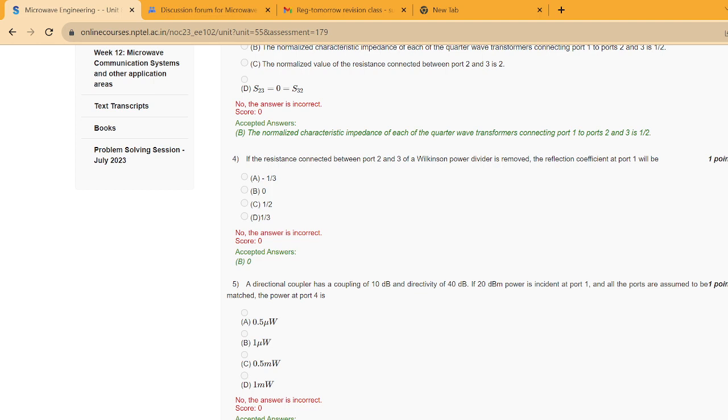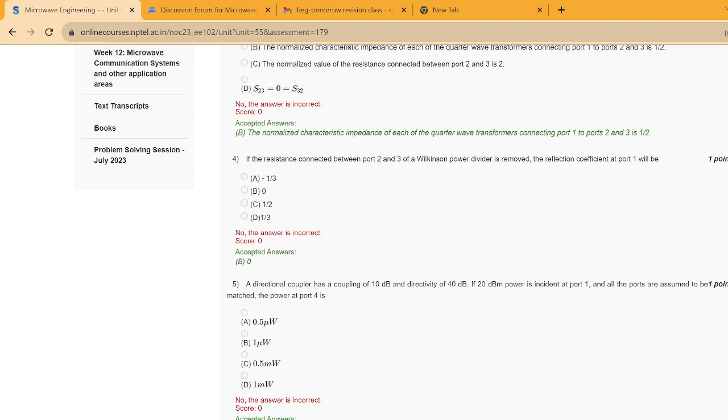For this question, this is a conceptual question. We have to understand that at any cost in a Wilkinson power divider, port 1 is matched. Irrespective of what is connected between port 2 and port 3, the reflection coefficient of a Wilkinson power divider at port 1 will be 0.